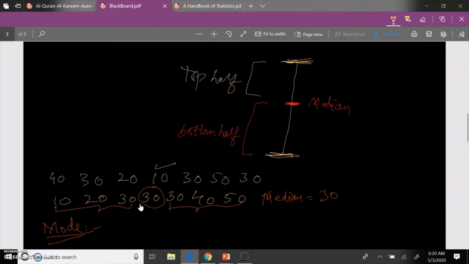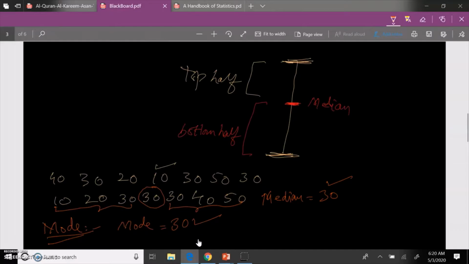Look at this data set. The value 30 is appearing 3 times. So in this situation, for this data set, our mode will be, so we'll write mode equal to 30. So you note that our mean, our median, and our mode, they all happen to be the same.